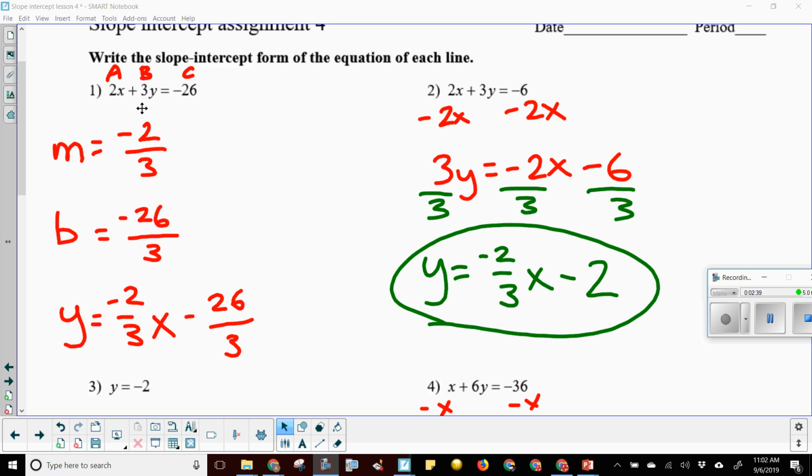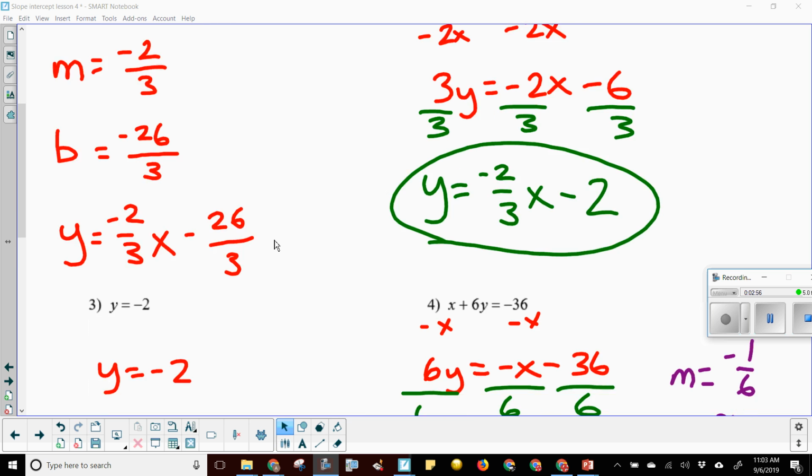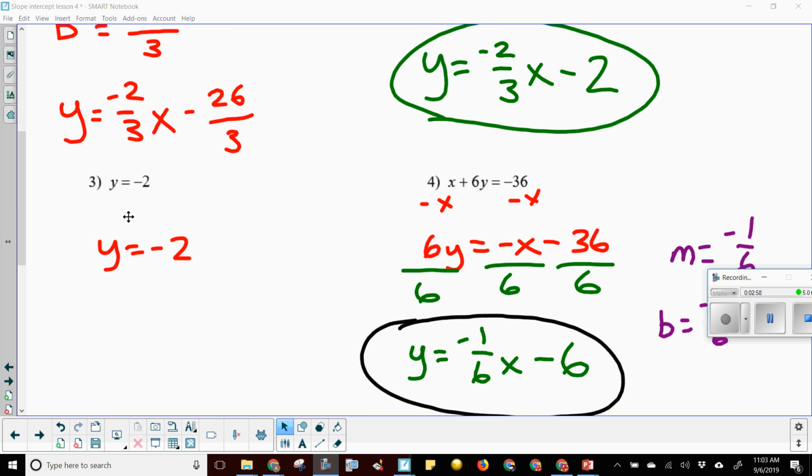You could show me work this way, where it's a, b, and c. Well, my slope is this. My intercept is this. So y equals mx plus b. Maybe this reduces. Maybe it doesn't. Just put it in your calculator and find out. I'm okay with either one, but you have to show me some work. If you have something like this, the answer is this.